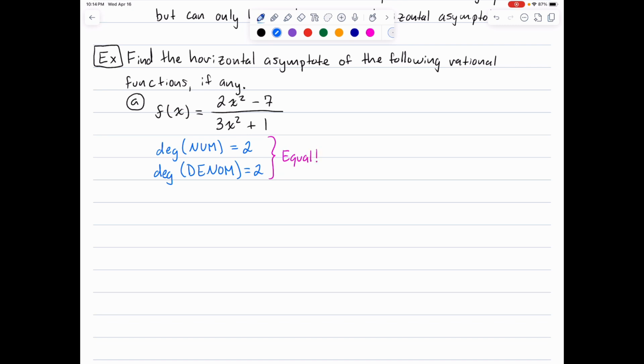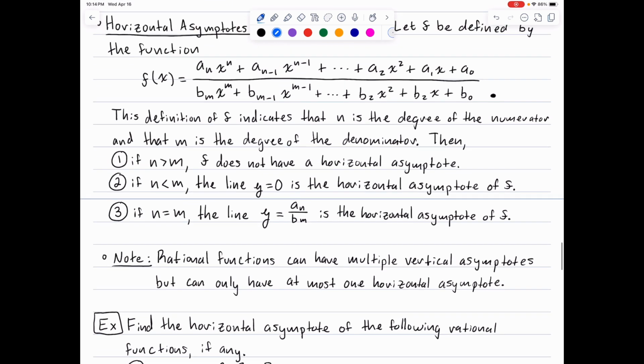So let's look back at what that means. What does it mean if they're equal? I scroll up here and look at my 3 cases. I'm going to look for the one where my degrees are equal. That's this one here. So this tells us that the horizontal asymptote is going to be at the line a sub n over b sub n. So let's go back down.